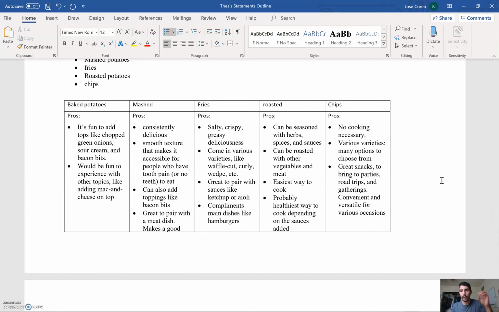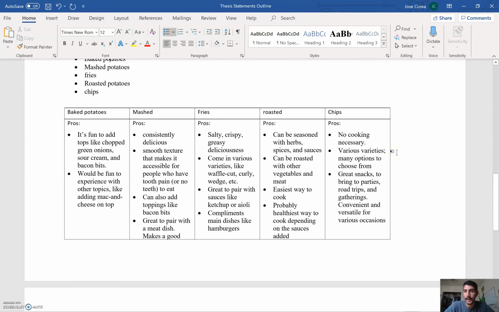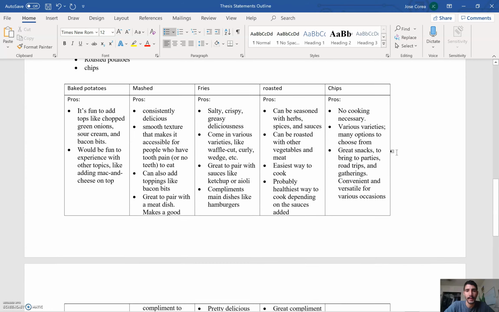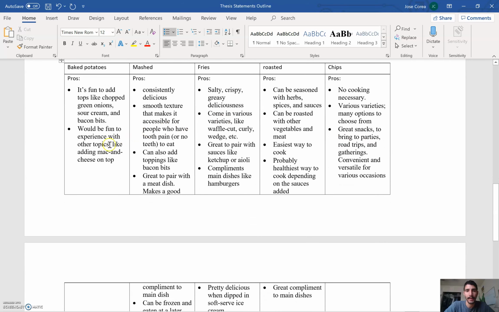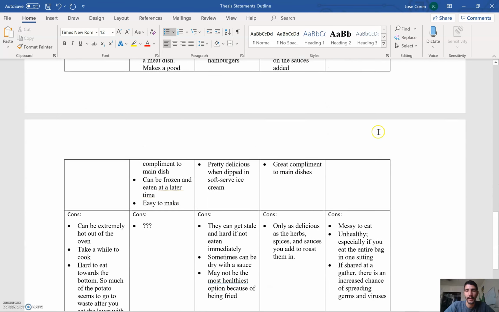Sometimes you might have quotes that you're going to add. Sometimes you're going to have summaries. Sometimes you're going to have specific readings or facts, statistics. But for my topic, this is what I decided to do. And I sort of broke it down into a table. So I made a table for myself, and I did the pros on one side and the cons on the other side.